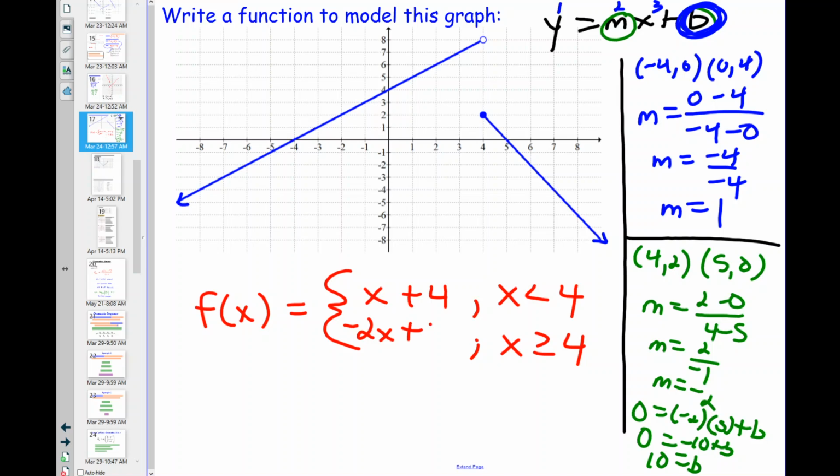And that makes sense because now if you look at the picture, it looks like if this were to continue, it would probably cross around 10. So that's called using context. Some of you just blindly put stuff in a calculator and you're like, oh yeah, I got negative 10. Well, that makes no sense. There's no way that this line is going to cross at negative 10. So try to pay attention to that.